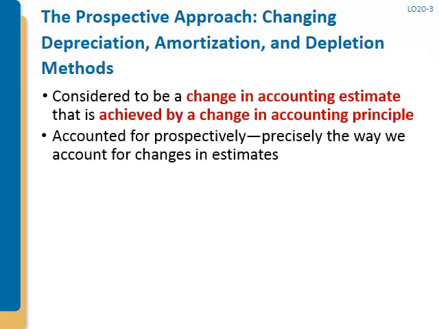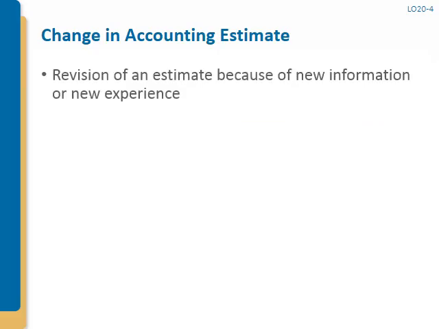A change in depreciation methods is considered to be an accounting estimate that is achieved by a change in accounting principle. As a result, we account for such a change prospectively, precisely the way we account for changes in estimates.